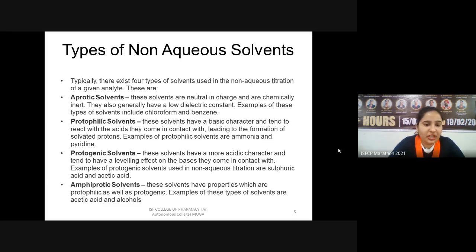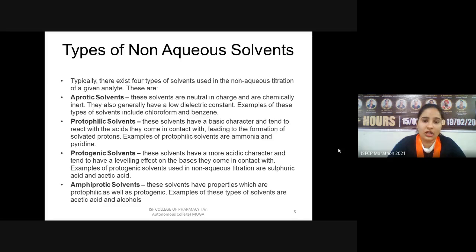Amphiprotic solvents. What are amphiprotic solvents? These are those solvents which have the properties of both protophilic as well as protogenic solvents. So amphiprotic solvents are those which have the characteristics of both the protophilic as well as protogenic solvents, and the examples include acetic acid.